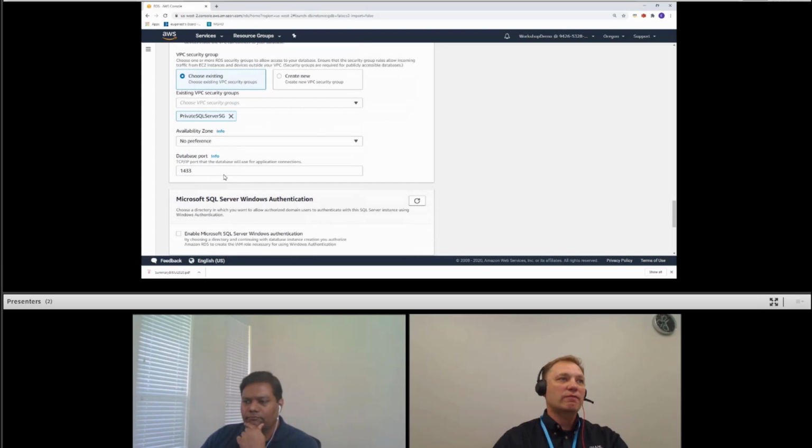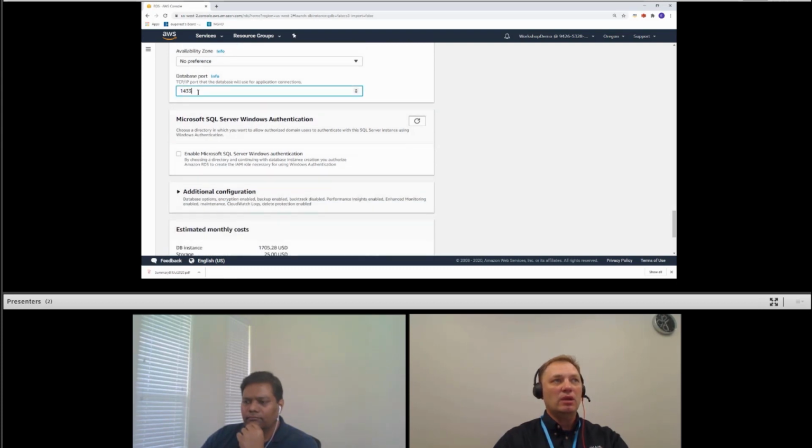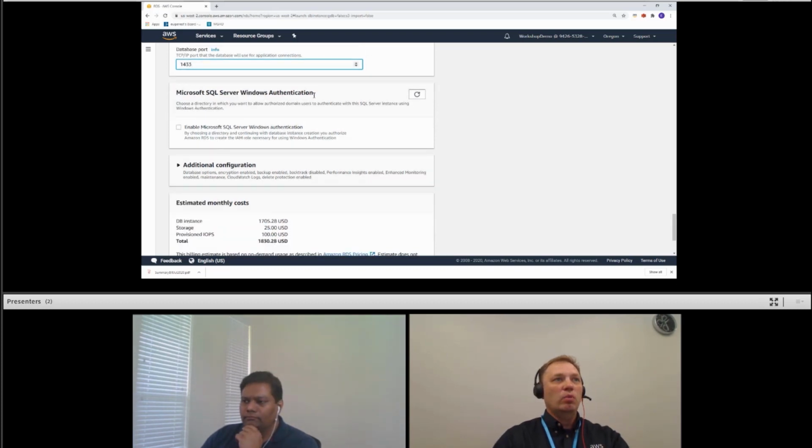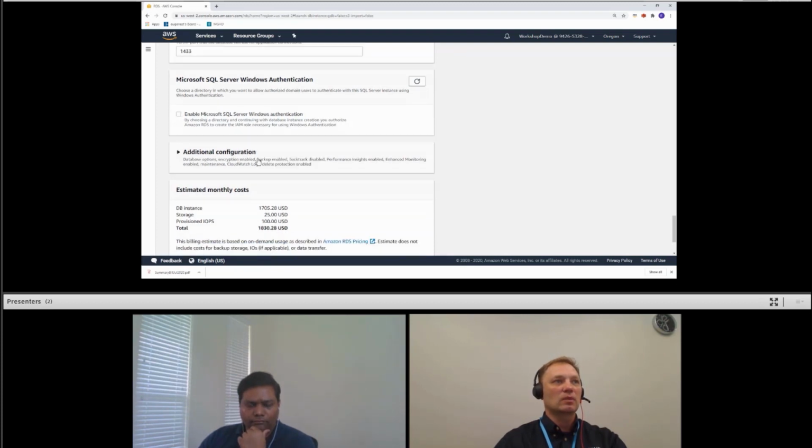All right, I will have no preference for my availability zone, and I will leave my port at the default 1433, but you can absolutely change that if you need to. Here we're coming up on the Windows authentication. As I mentioned, Windows integrated authentication is supported on RDS, but we're not going to do it for this workshop. But in case you need to join to an existing domain, this is where that is.